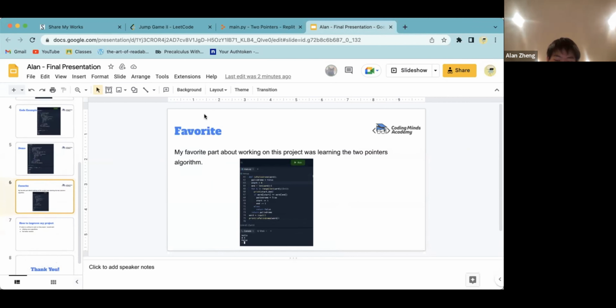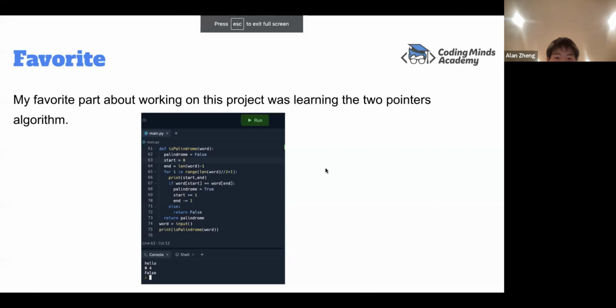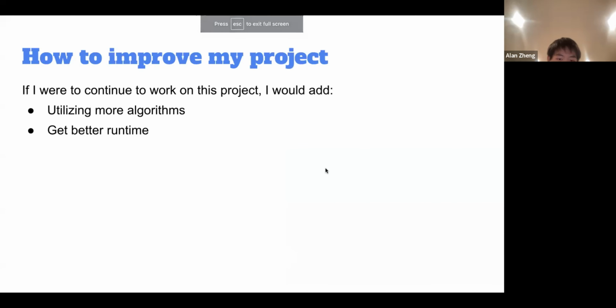My favorite part about working on this project was learning the two pointers algorithm. If I were to continue working on this project, I would add utilizing more algorithms and getting a better runtime.